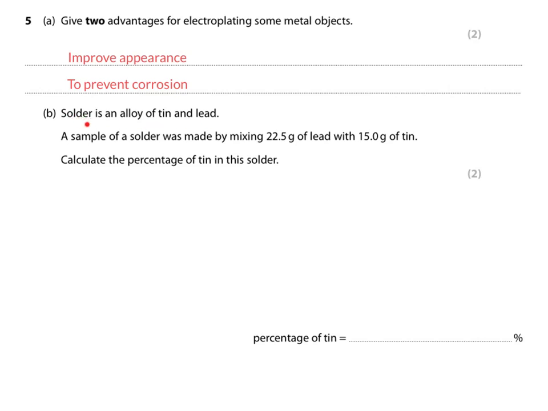So solder is something that we use, we heat it up and we can use it to connect stuff together. It's like a soft metal we use to connect maybe broken wires together. So a sample of solder was made by mixing 2.25 grams of lead with 15 grams of tin. Calculate the percentage of tin in this solder.